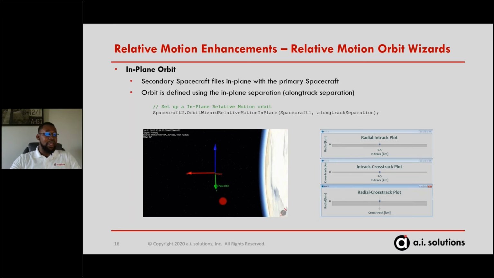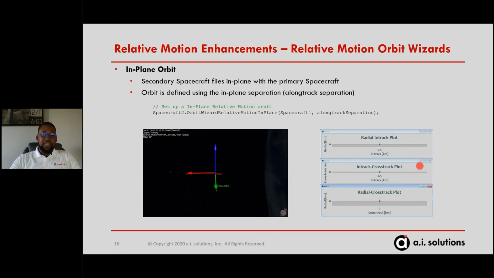staying perfectly aligned with this XY plane, and in this case our Y-axis, because we're only doing our long track separation. And then if we were to plot this out, we could see that this is keeping us at a relative position that is exactly in plane with our primary spacecraft. So another simple setup.